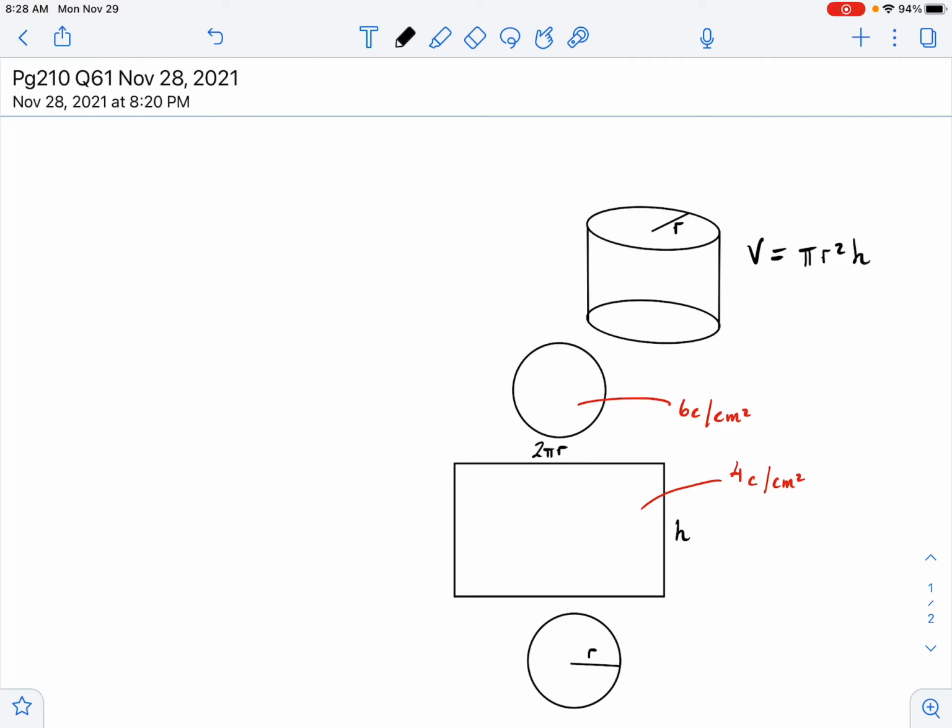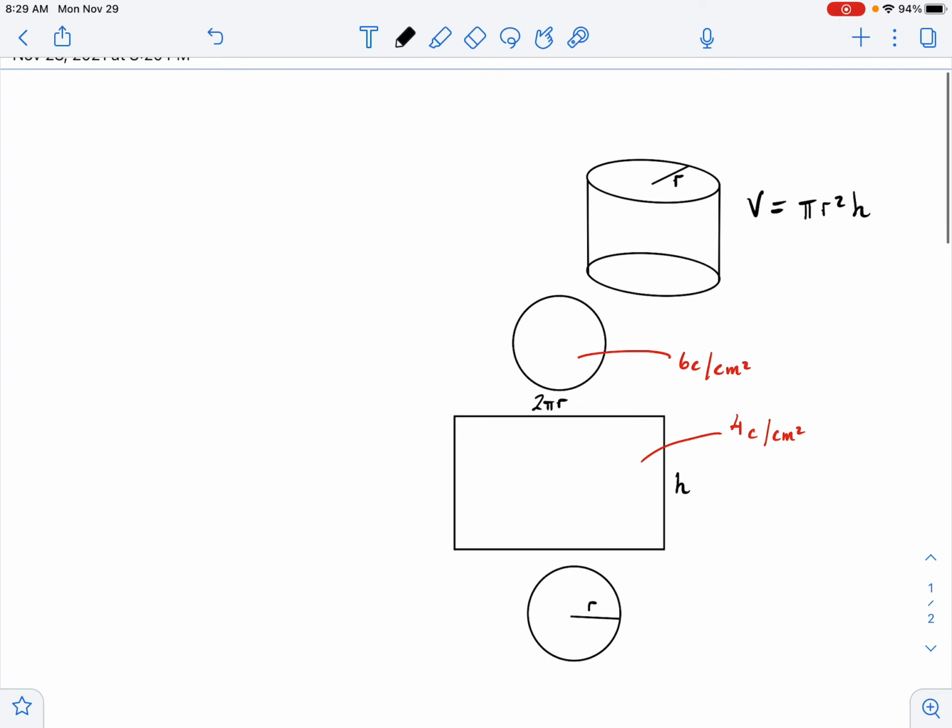In this problem, we are tasked with constructing a function of cost as a function of the radius of a can. The top and bottom of the can are made of material that costs 6 cents per square centimeter, and the side of the can is made of material that costs 4 cents per square centimeter. We are told that the can must have a volume of 500 cubic centimeters.